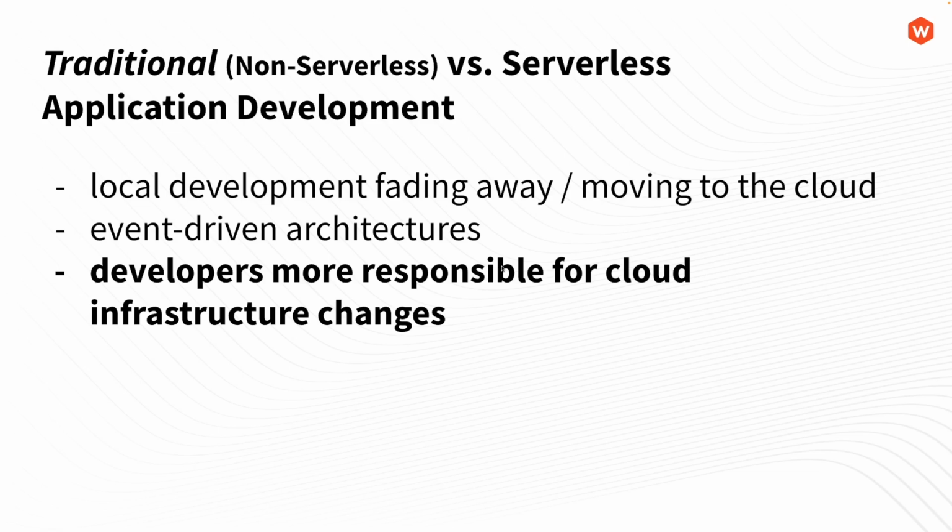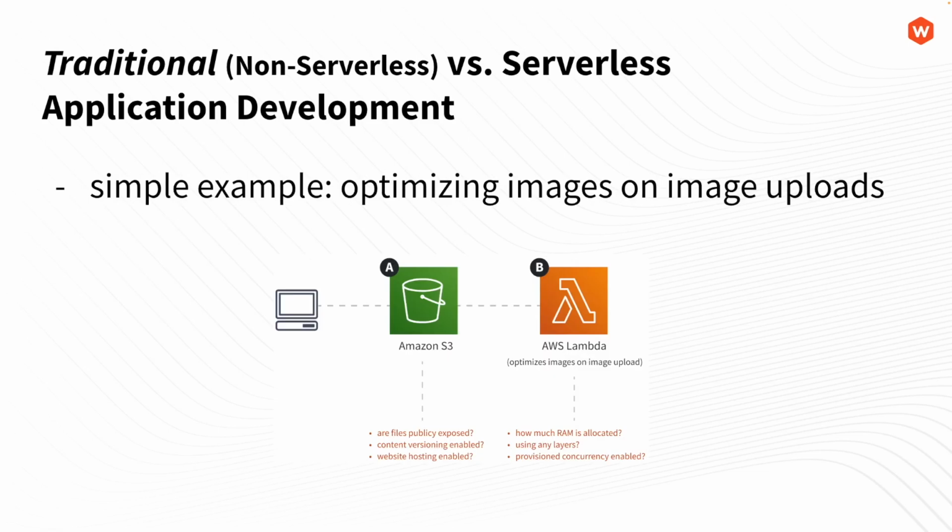And finally, we will mention that developers are more responsible for cloud infrastructure changes. If we were to go back to our previous example where we had an AWS Lambda function being triggered whenever a file is being uploaded to our Amazon S3 bucket, we can see that it's not just about the application code. For example, when it comes to the function, we must ensure that enough RAM is allocated. We must ask ourselves, do we need any layers? Do we need provisioned concurrency enabled? And so on. We also ultimately must ensure that the Lambda function is called when a file is uploaded into our S3 bucket. And all of these configurations are done via cloud infrastructure code.